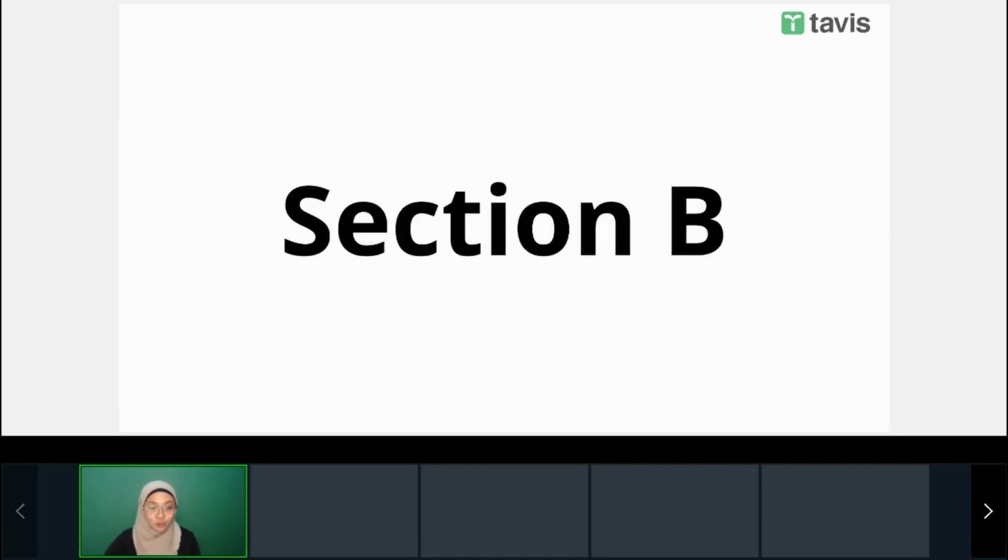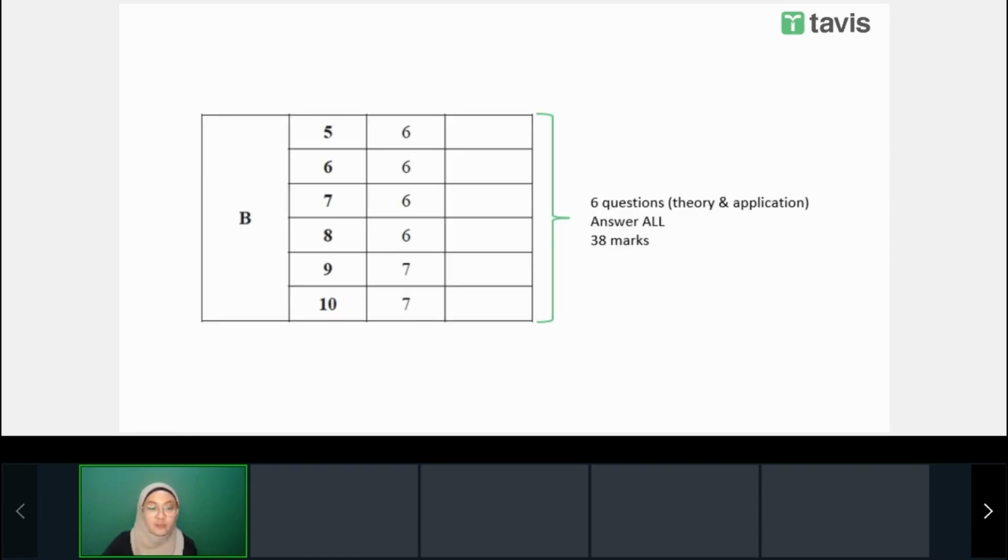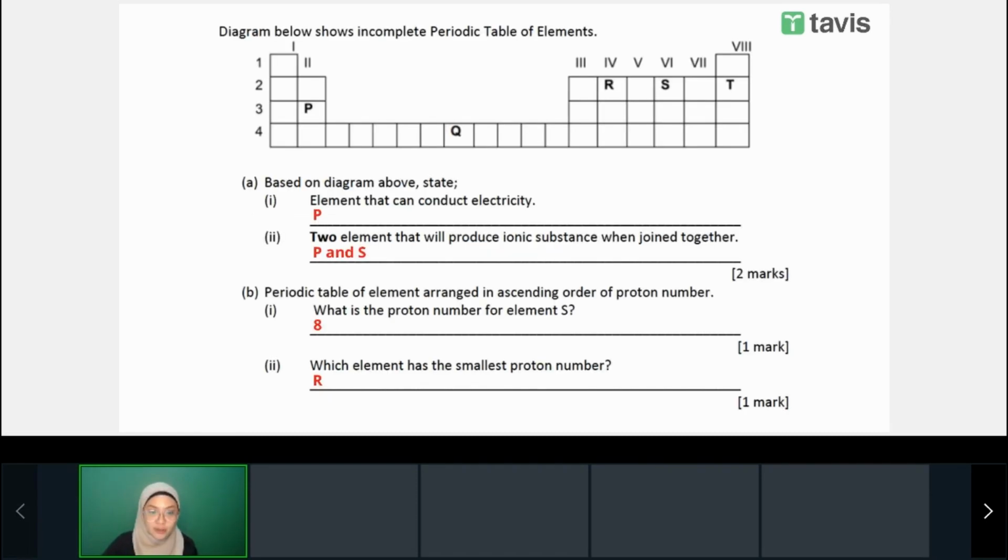Okay, let's go to paper 2. Let's try to answer. Usually this unit won't come out in section A, because section A is most probably all about the science process skills. You need to observe, you need to give inference, hypothesis. For this one, they don't have any variable, so it will probably come out in section B, either theory or application question. Let's try to answer.